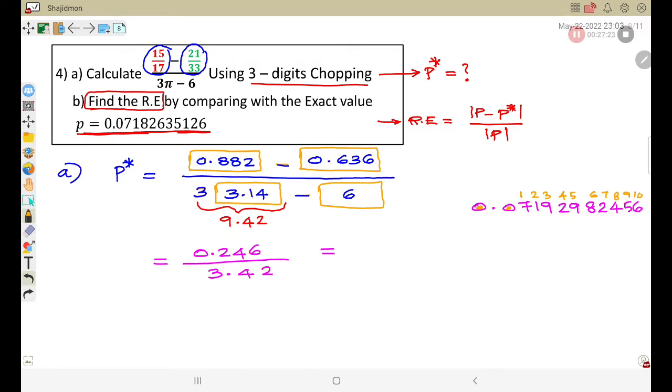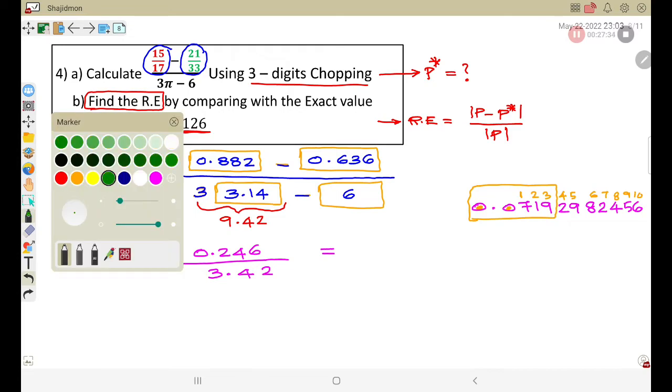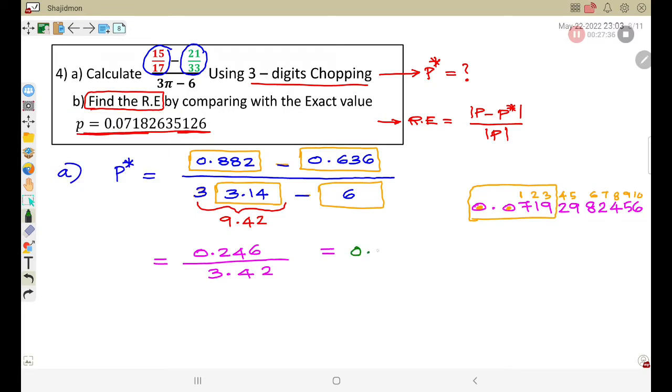We need only 3 digits chopping. So only this 3-digit number, and the remaining digits we are just deleting. So here the answer becomes 0.0719. Correct? Be very careful with that number, because the first 0 will not count, but we need to write it. This 0 also will not count, but we need to write that one.